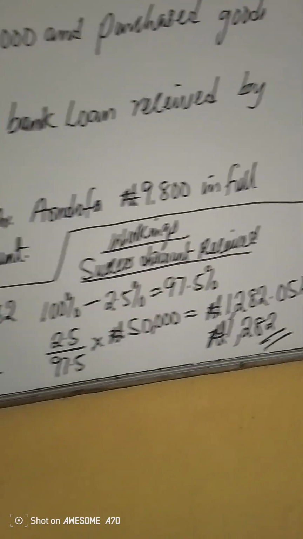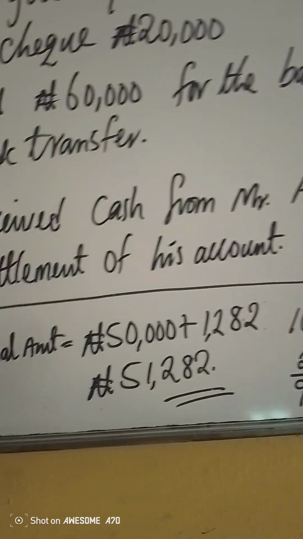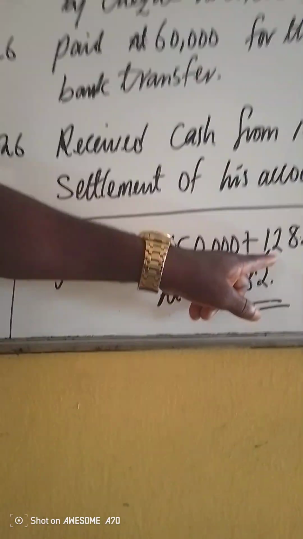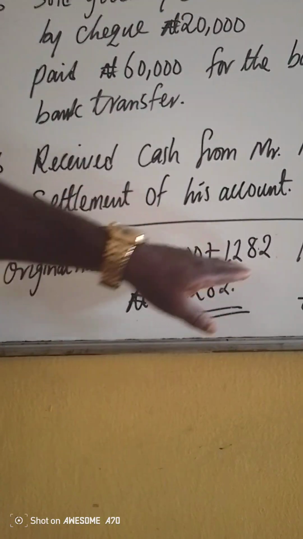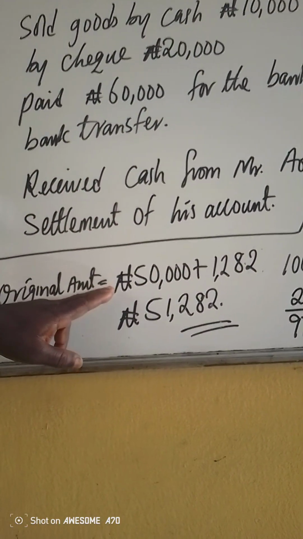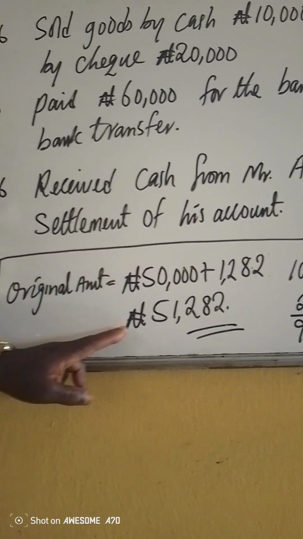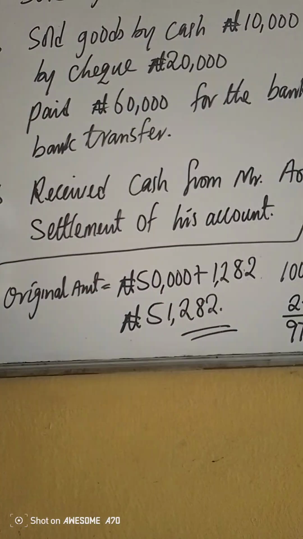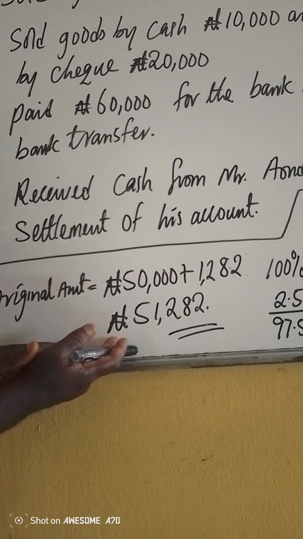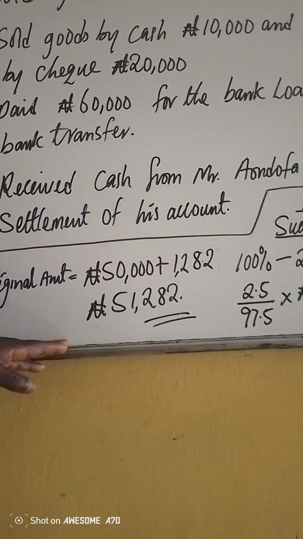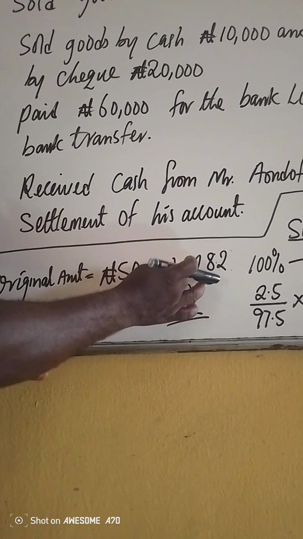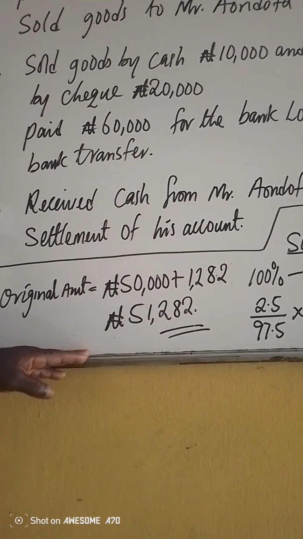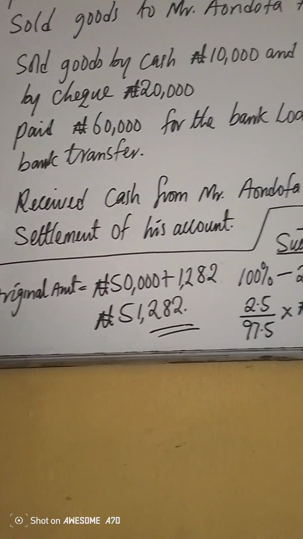So coming here, we know clearly that the discount that was received was 1,282. So if you add this to the original amount, then you now have 51,282, which means it was 51,282 that was supposed to be received. Then the discount of 1,282 was taken out before receiving 50,000.